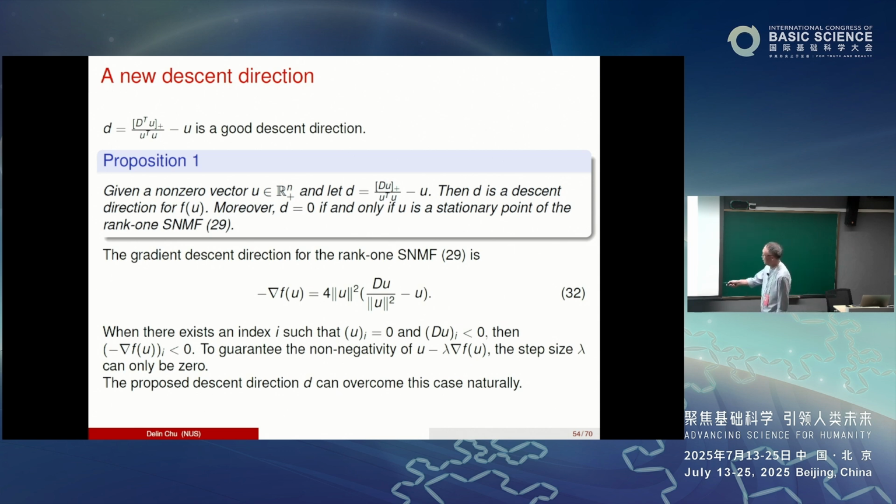Now we find that when there exists an index i such that the ith element of u equal to 0 and the ith element of the gradient less than 0, then the ith element of minus gradient f(u) is less than 0. This means in order to guarantee the non-negativity of u minus lambda gradient f(u), the step size lambda must be 0. So it makes no sense. Also, in our numerical experiments, this happens quite often. So this is the reason why the gradient descent direction cannot be used.